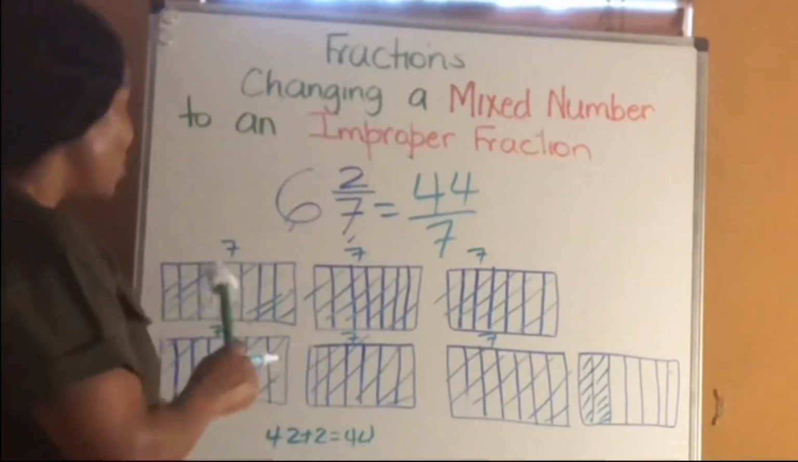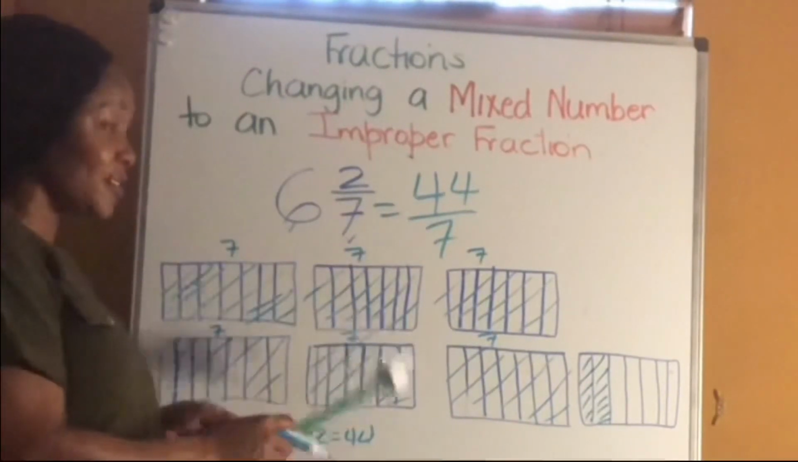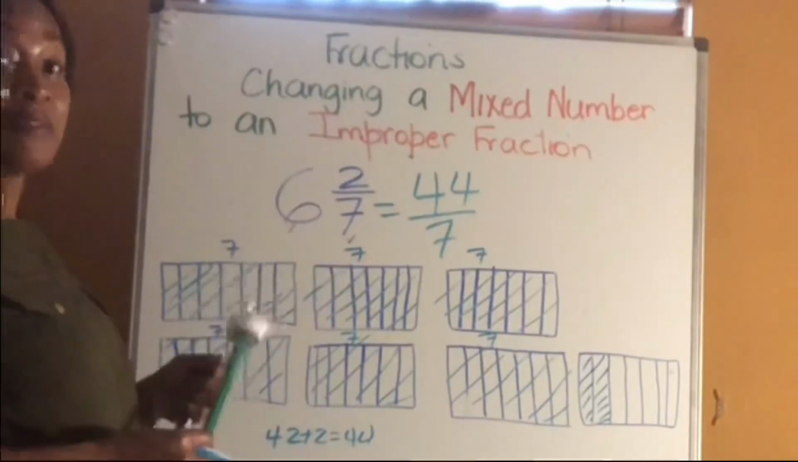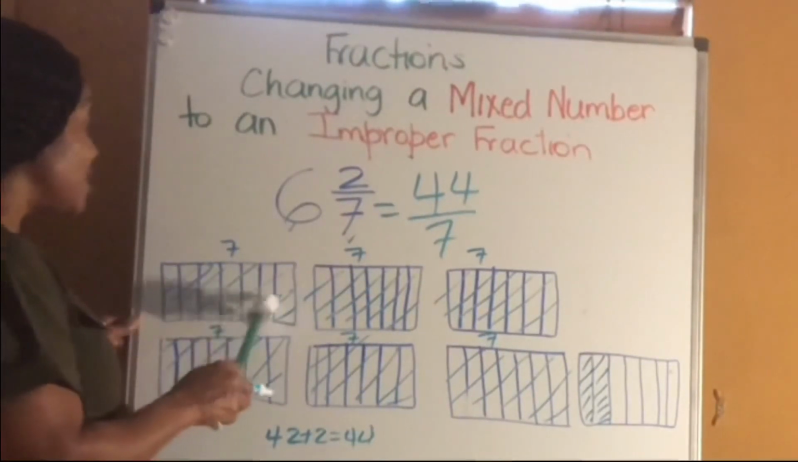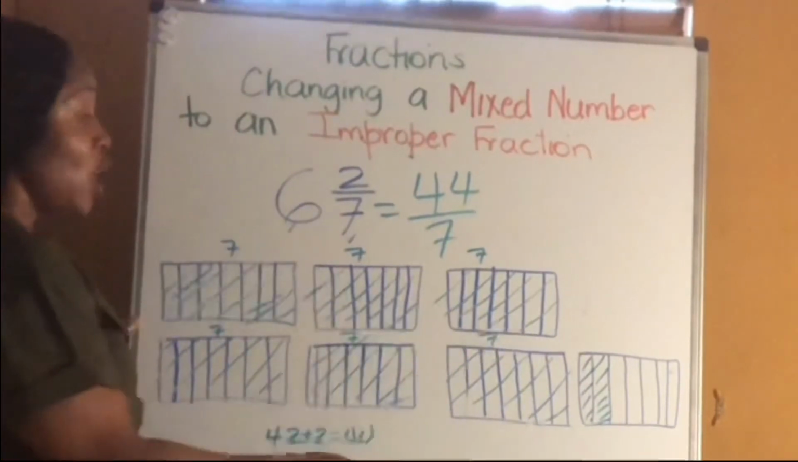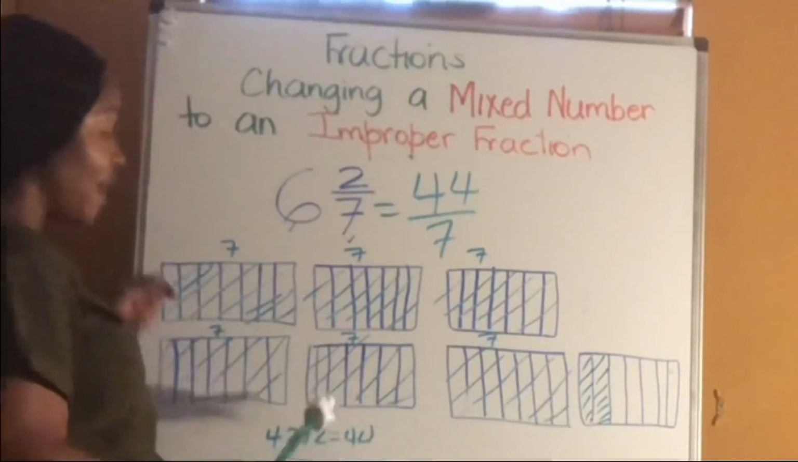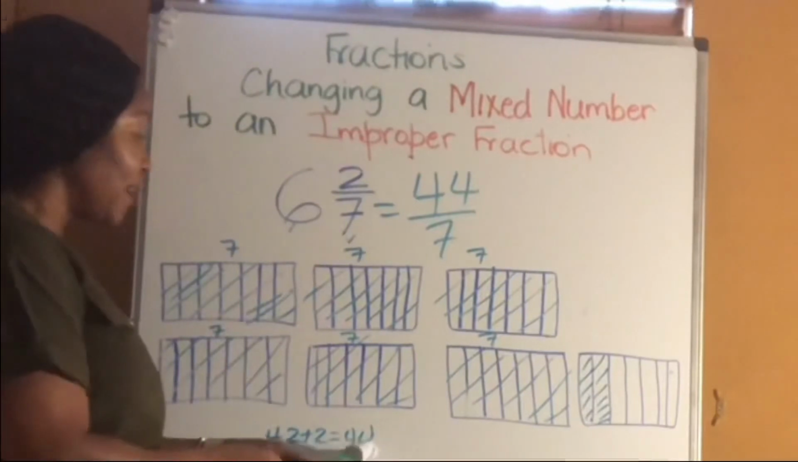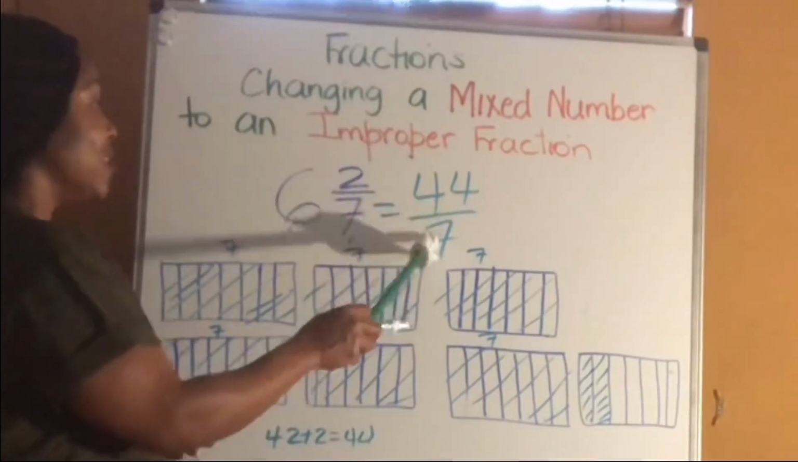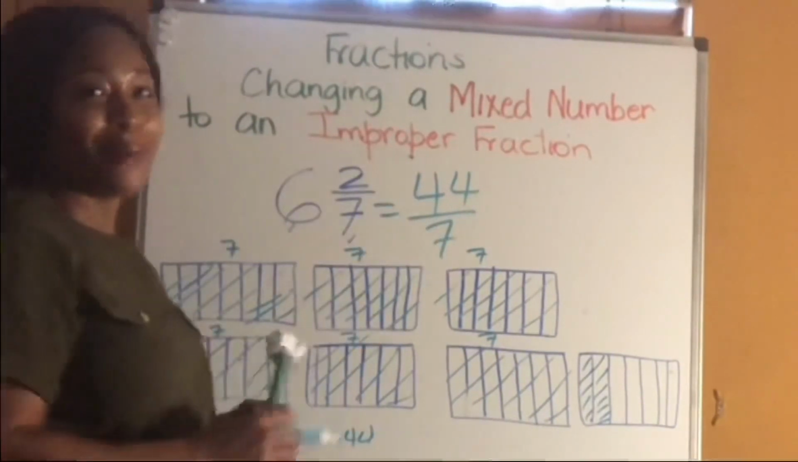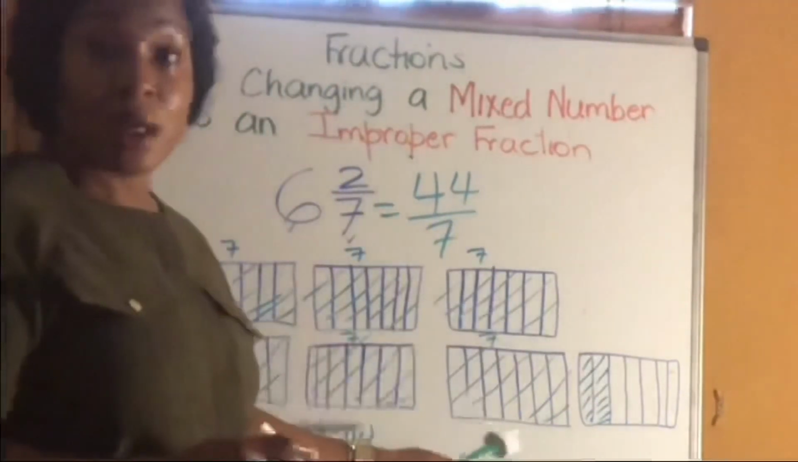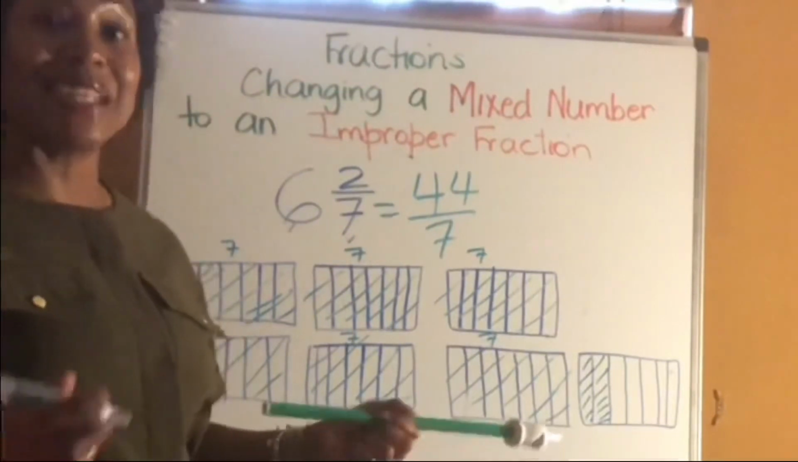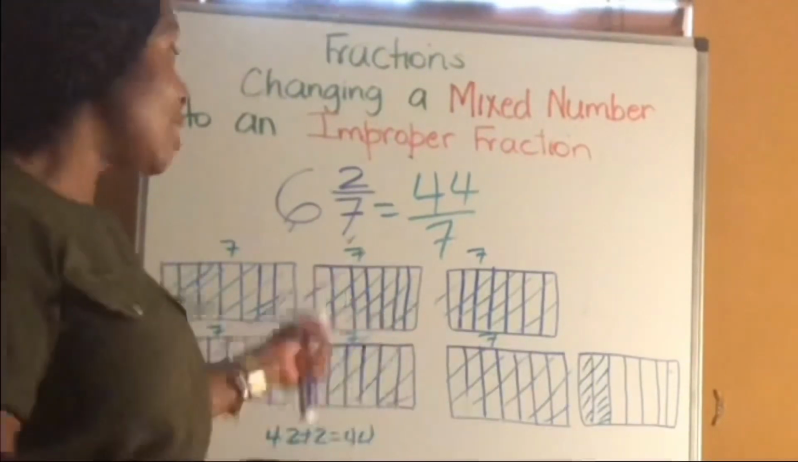If you don't know that 7 sets of 6 or 6 sets of 7 is 42, then you'd have to count 1, 2, 3, 4, 5, 6, 7, 8, 9, 10, 11, 12 until you count all of these. And then remember, whatever you get, it goes over the denominator, which is 7. Pretty simple, boys and girls. This way is a bit longer, but if you don't know your tables, it's an easy way to solve problems like these.